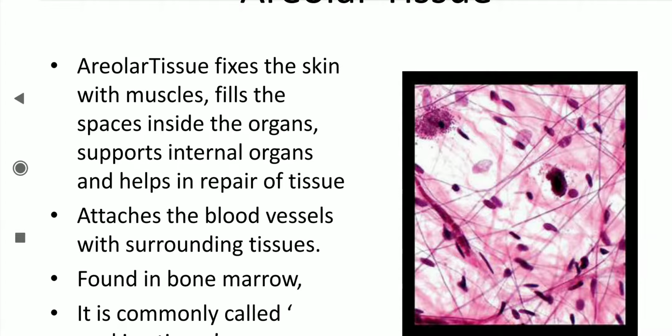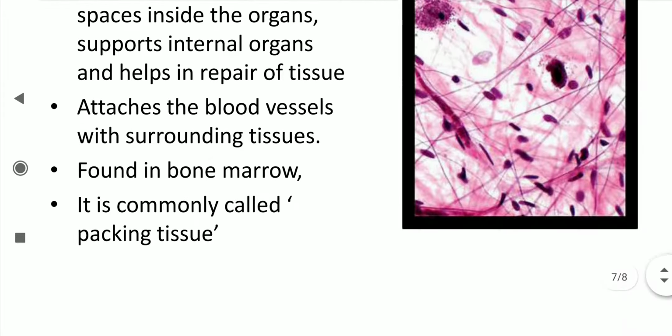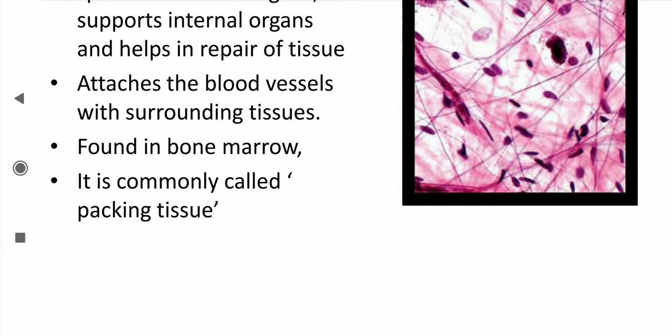Like I am giving you example. Suppose heart and lung is there, the space is there. So the space between heart and lung is filled by areolar tissues. It supports internal organs, the organs which are there. It gives support to them also and helps in repair of tissue. Clear, children? This tissue attaches the blood vessel with surrounding tissue, so that the tissue can get the food and all through the blood. It is found in bone marrow, and as I told you, it is commonly called packing tissue.